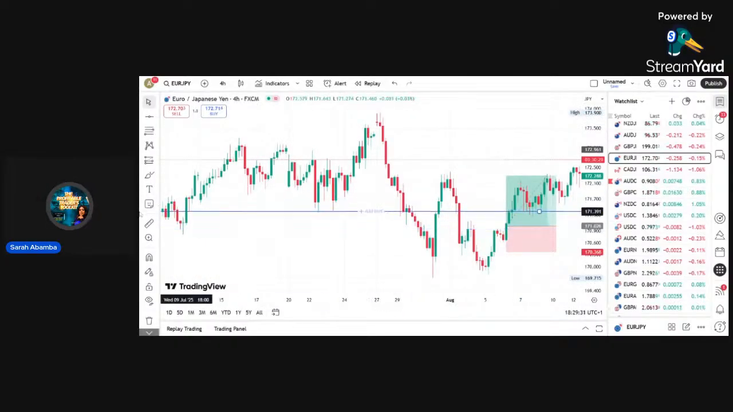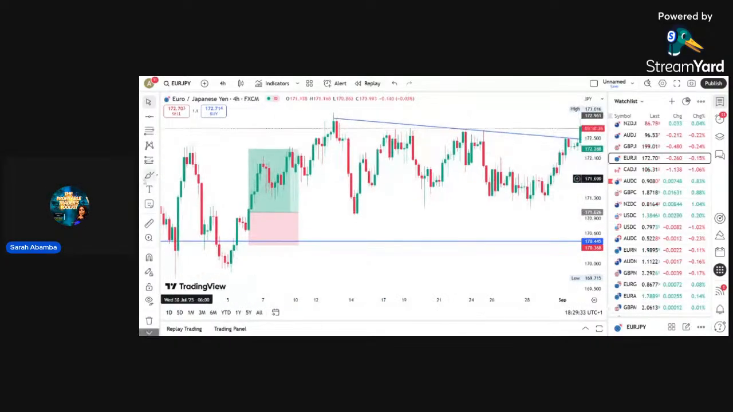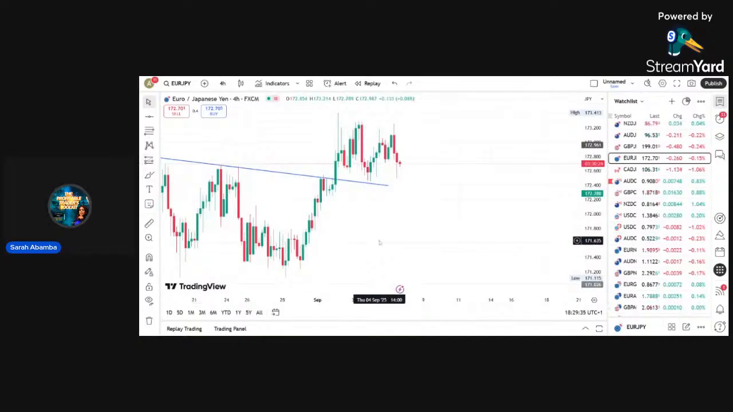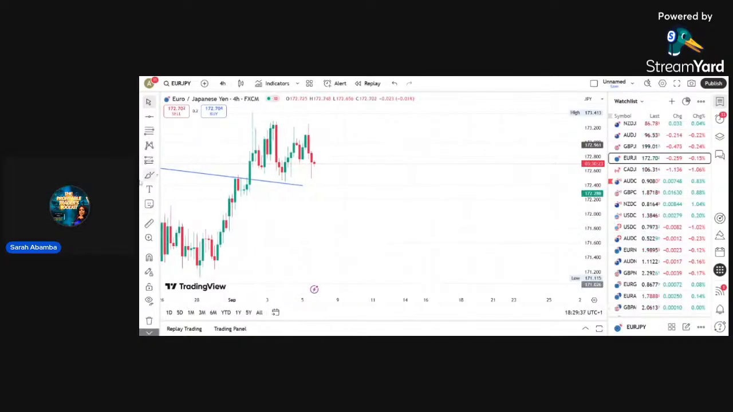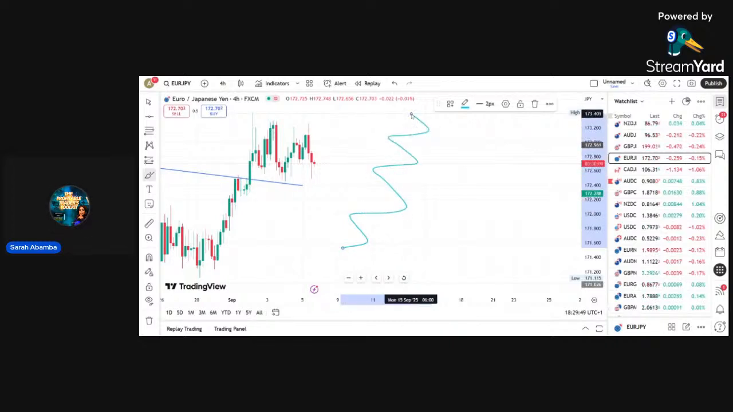So the next thing we'll be looking at is the double tops. That's the next thing we'll be looking at. So the double tops, it says it's double, two tops. So the market was in an uptrend.